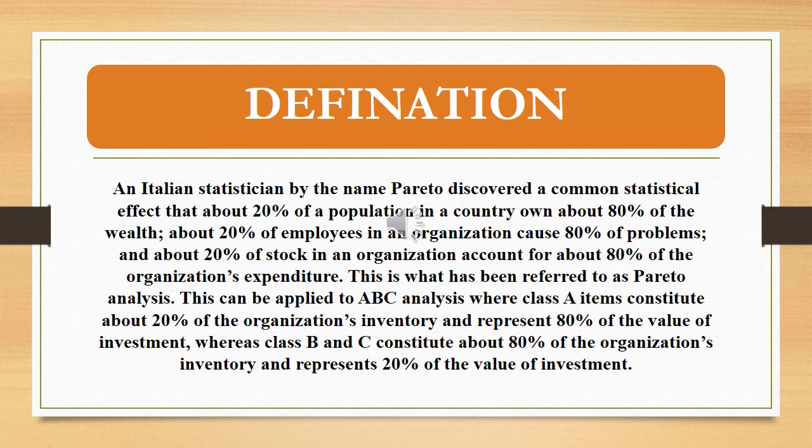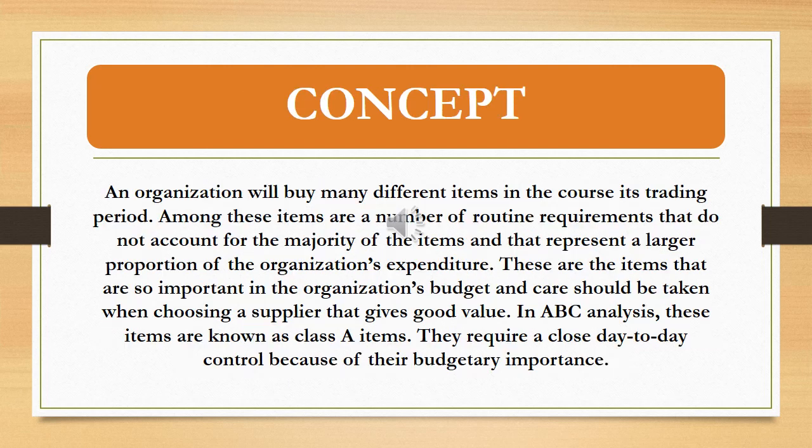20% of our materials give us 80% of the revenue. That means 80% of the materials in the warehouse give us 20% of the value. So as procurement officers, as storekeepers, we need to know what the critical items are and what the less critical items are. Let us continue discussing this concept.